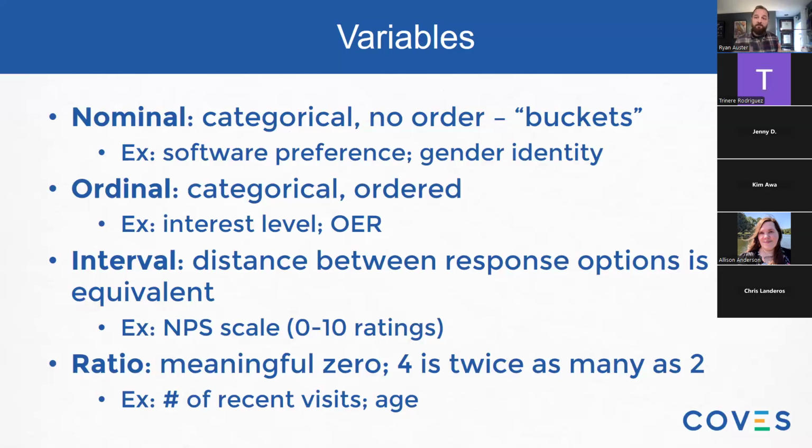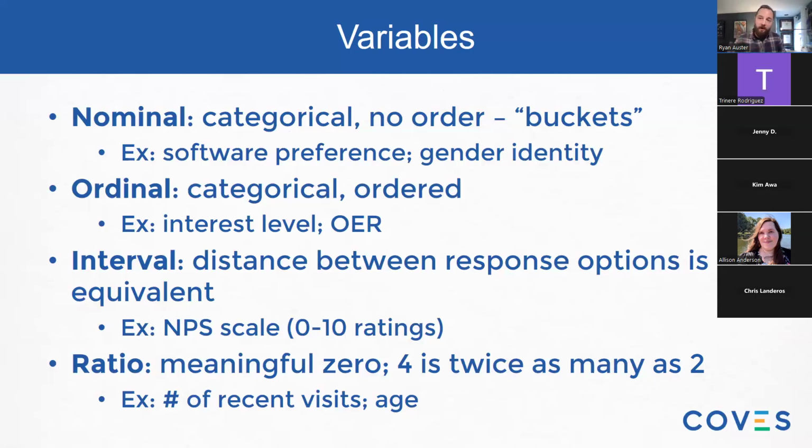An ordinal scale takes us a step beyond nominal, and it puts those in some kind of rank order, right? OER is a good example. Poor, fair, good, excellent, outstanding. The difference between poor and fair might not be even, but the order matters and they're buckets.